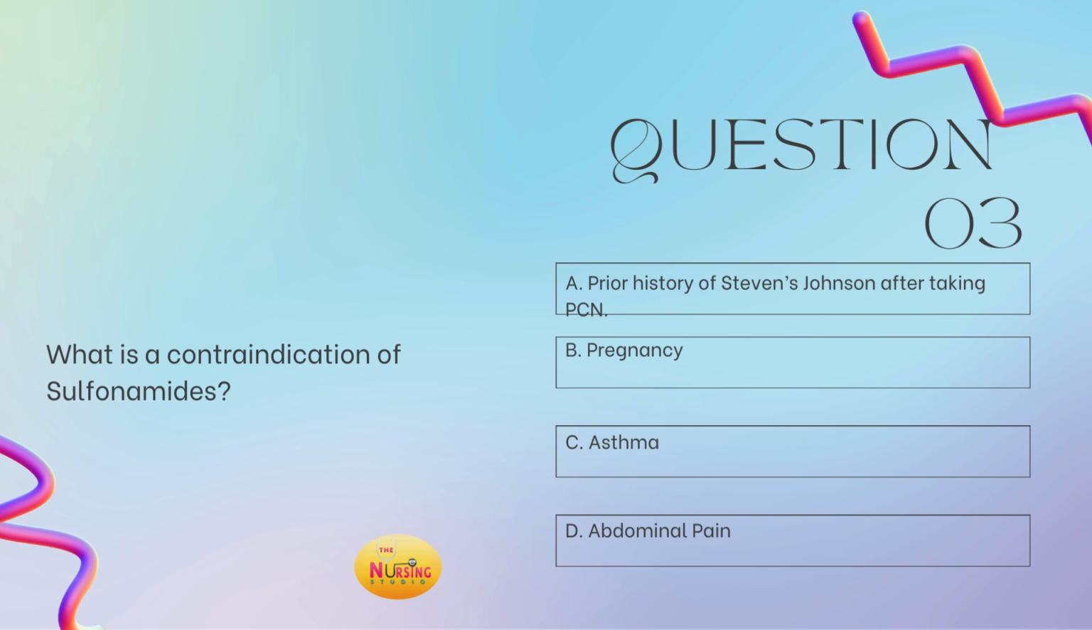All right, so here the stem is the question, and the question is the stem. What is a contraindication of a sulfonamide? Is it A, prior history of Stevens-Johnson syndrome after taking penicillin? No. Is it B, pregnancy? Yes. Sulfonamides are one of those antibiotics that are contraindicated in pregnancy. Okay, so no sulfonamides in pregnancy.